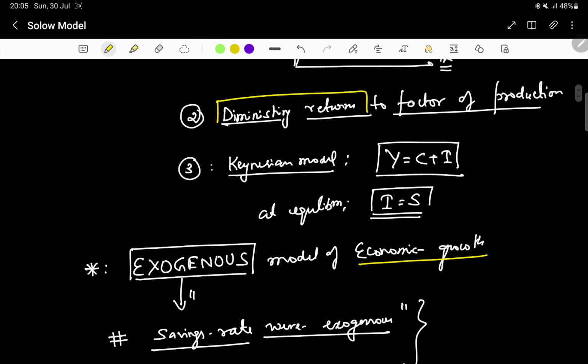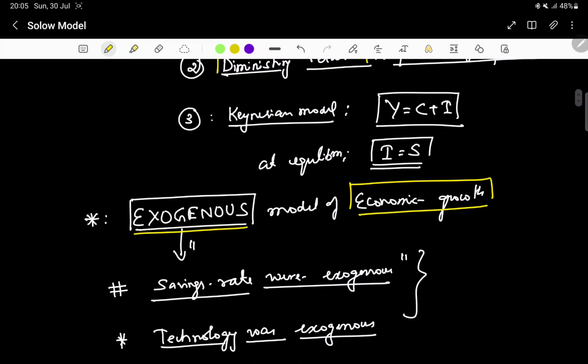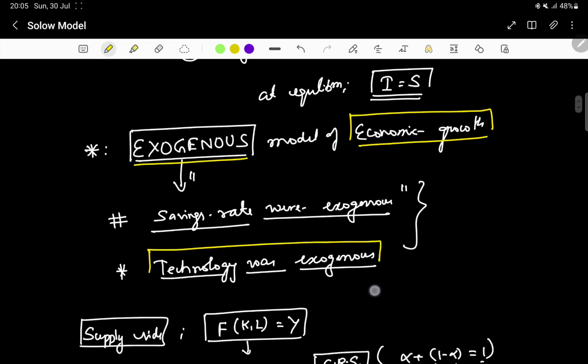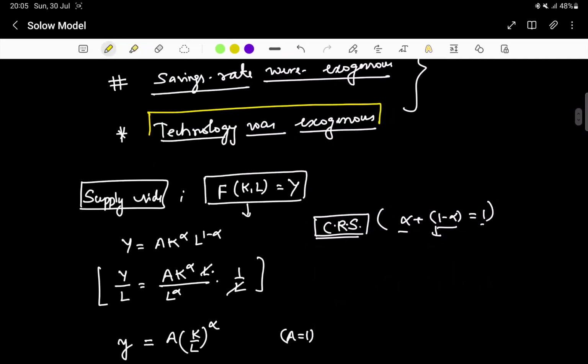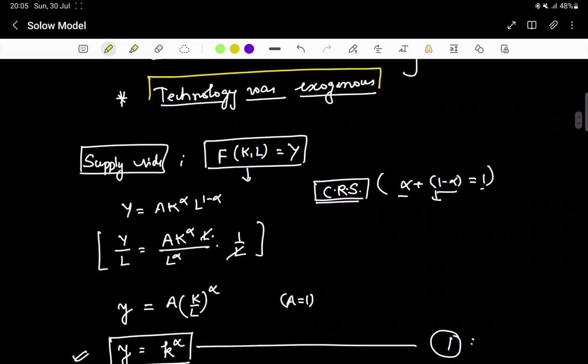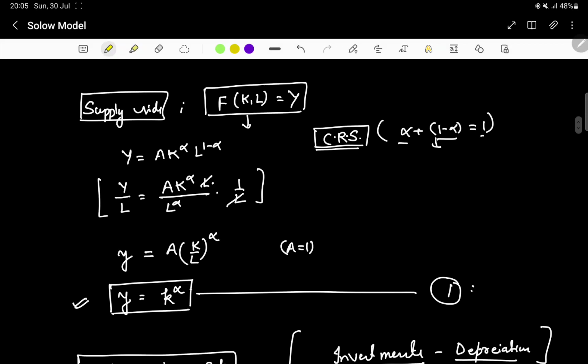Exogenous model of economic growth is very important. You have to keep in mind this word exogenous is very important. Sometimes in the examination they don't explicitly tell you that it is a Solow model, but they say it is an exogenous growth model, so you have to identify it with the Solow growth model. Then saving rates are also exogenous, they are not determined in the model. And technology is also exogenous, that is, technology is not impacted by the growth. Then we can start solving by assuming A to be 1 and assuming constant returns, as you already assumed. Then we got the production function y is equal to k to the alpha.